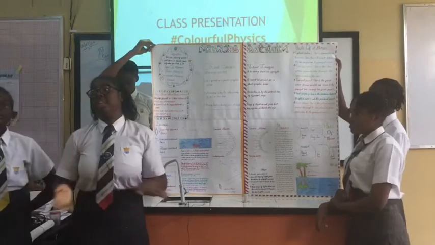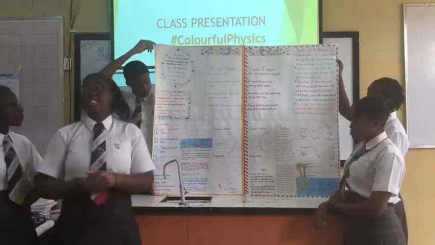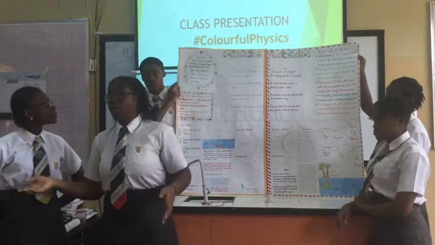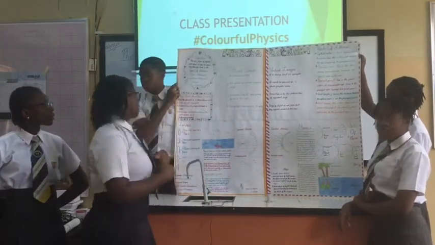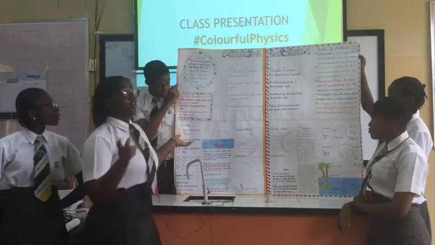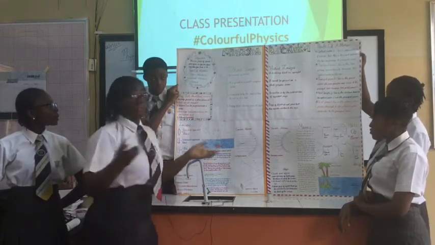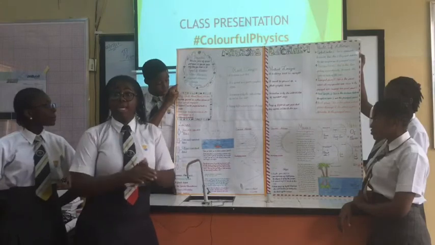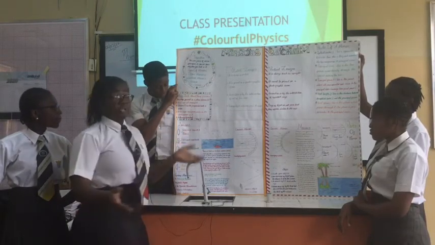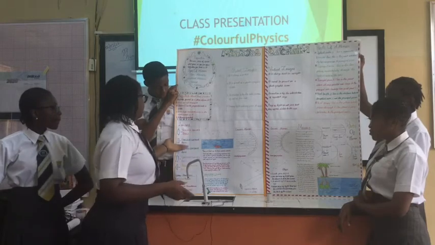Yes, so now we have the lenses. The lenses are simply the combination of two mirrors, either the concave, the convex, or the plane. The first one we have is the convex lens. This is the mixture of two convex mirrors to form a lens. Then we have the concave lens, which is a mixture of two concave mirrors to form a lens.